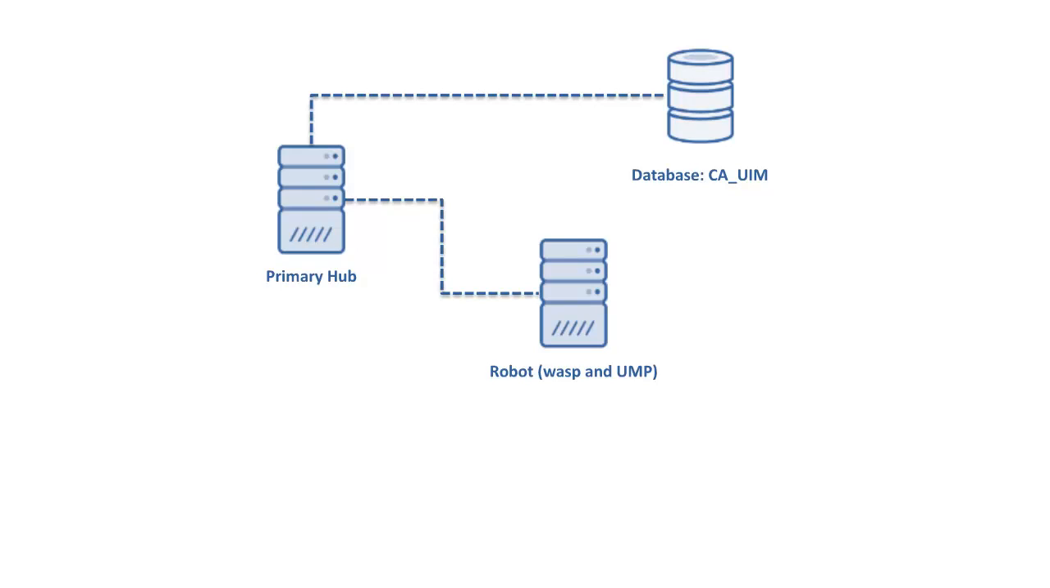I'm going to show you the recommended deployment configuration for the CABI for UIM dashboards. This diagram represents a very simple deployment of CA UIM. I have a primary hub with a robot running WASP and UMP and the CA UIM database. The minimum CA UIM version required for the CABI for UIM dashboards is version 8.47. You must install or upgrade to this version if you want to use these dashboards.